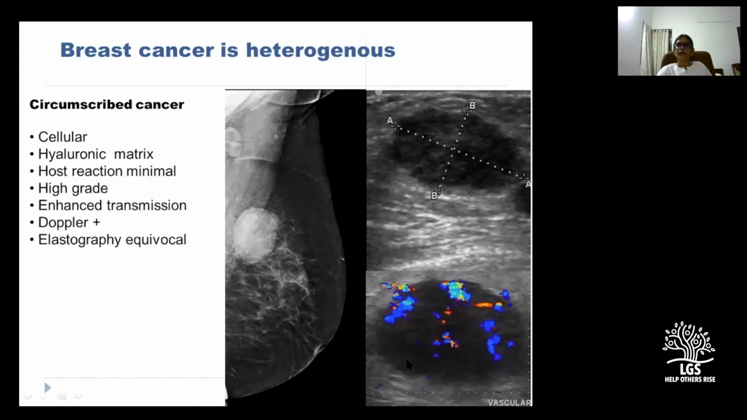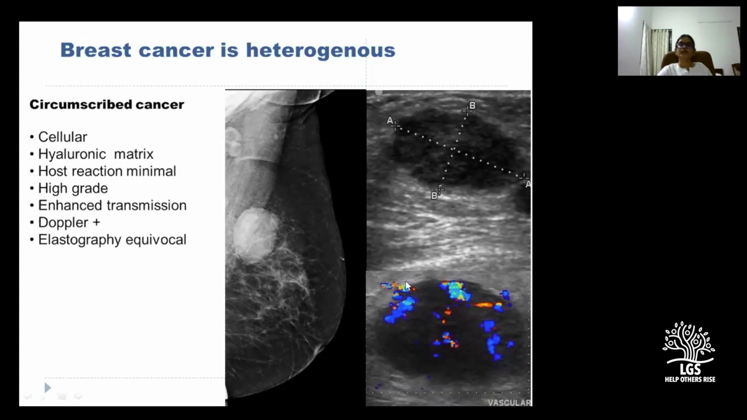And if you put Doppler, you see there are so many blood vessels, and it's so actively growing that there is so much blood flow within that tumor. So this kind of thing should immediately strike in your head that this is high grade, this is suspicious. Although this looks smooth, oval, and benign looking, this is a cancer, and this has to be biopsied. The suspicion for a cancer should be very high.